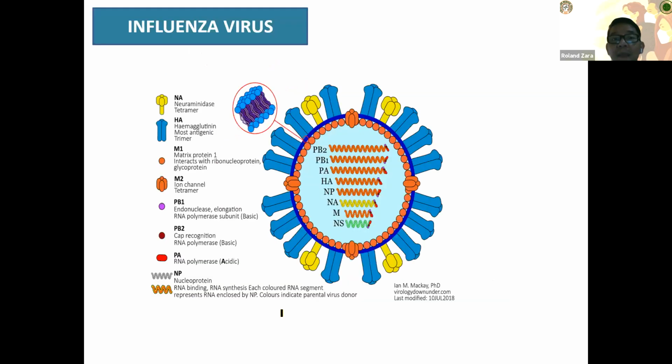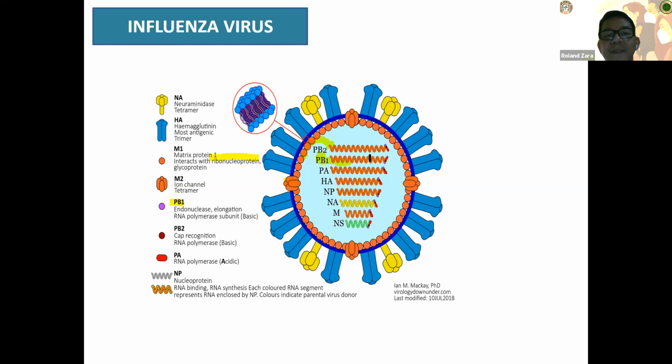Okay, so these are again the functions of your M1. M1 interacts with the ribonucleoprotein. We have the M2, responsible for the ion channel, sodium and potassium. You have the PB1, which has the endonuclease enzyme, responsible for the elongation of your RNA.